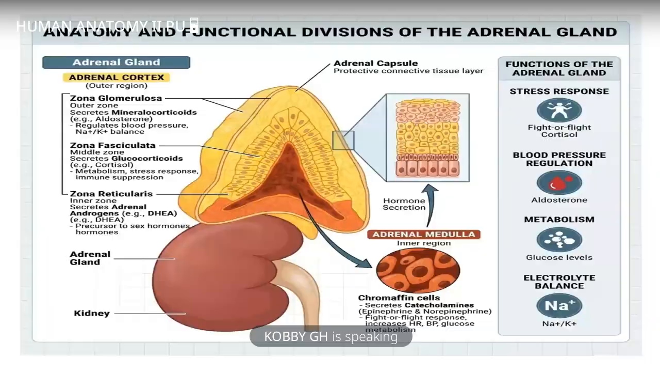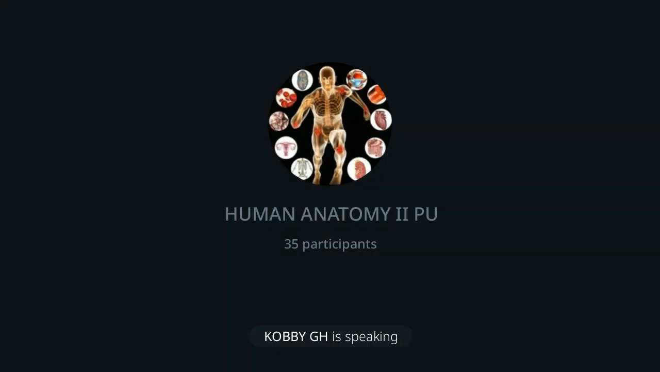But it shouldn't end there. You see, the zona glomerulosa produces the aldosterone or the mineralocorticoids. You have to know the function of the mineralocorticoids.